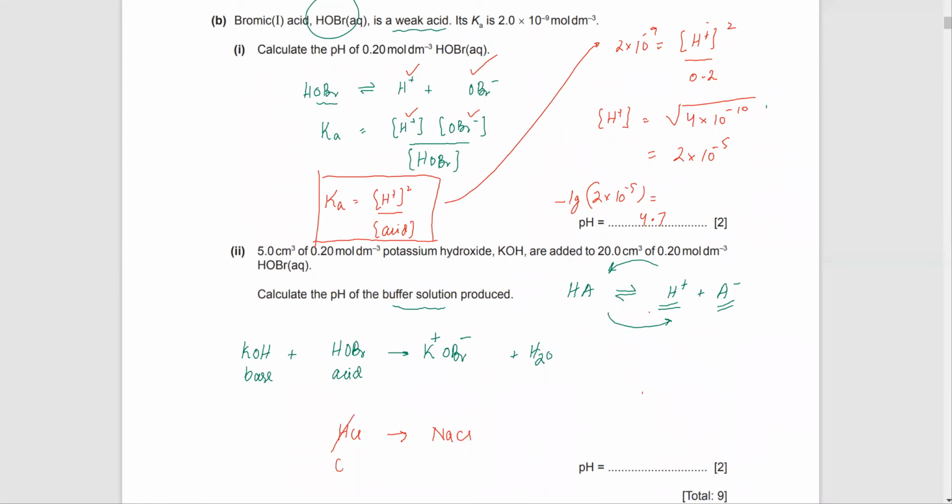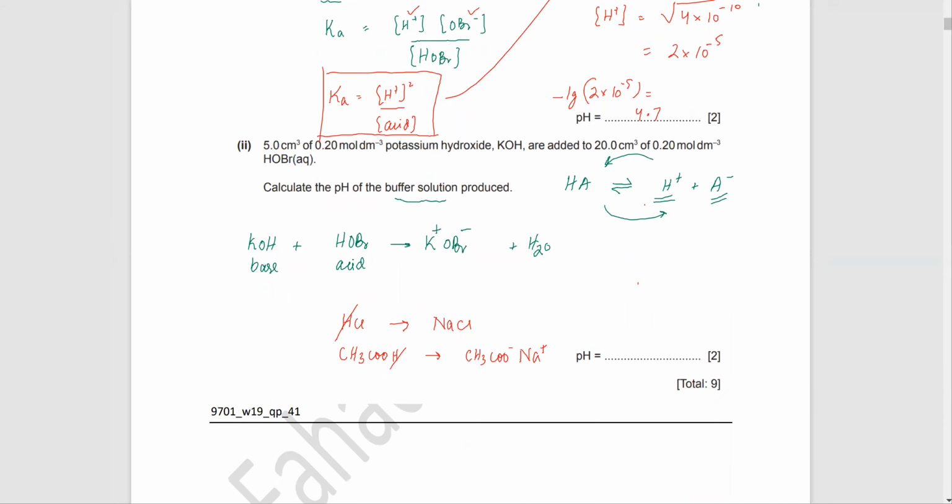Or if you have ethanoic acid or an organic acid, the H gets knocked out and the metal takes its place, so you get a salt. Now HOBr is going to act in exactly the same way. If you have HOBr, the H is going to get knocked out, and in this case, potassium is going to take its place. So it's going to be K plus 1, and OBr minus 1, which is why the salt that is going to be produced is this salt over here.